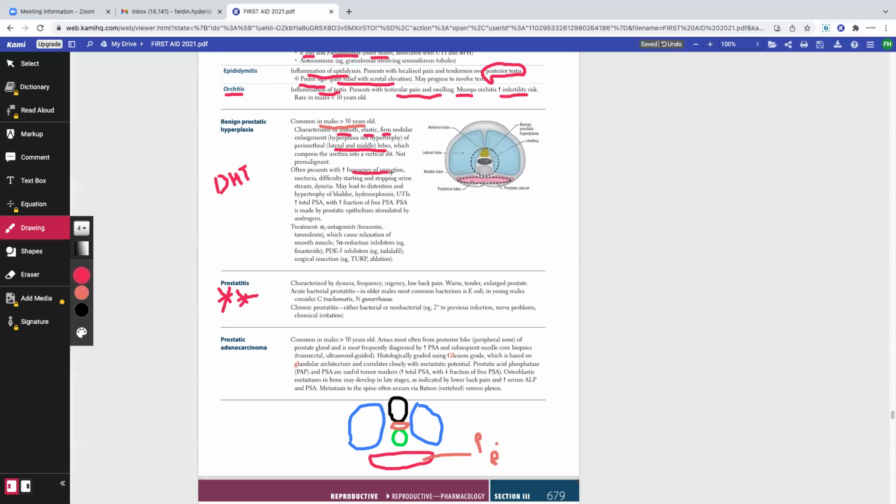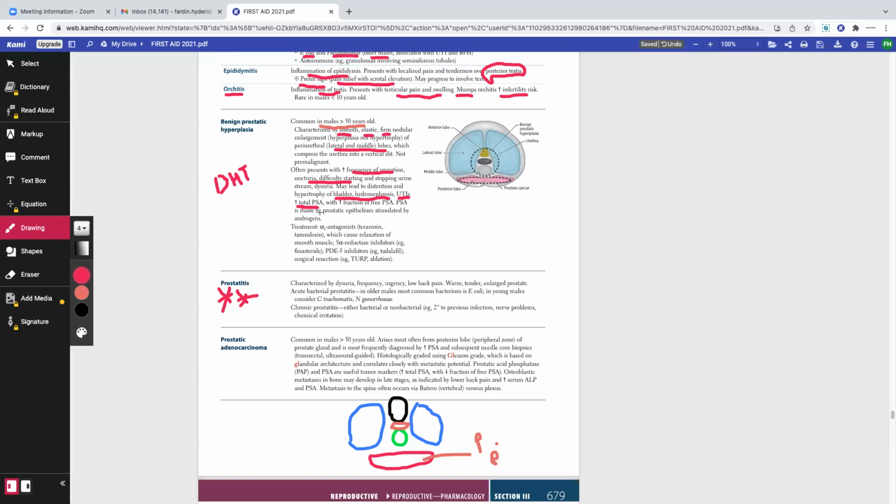It presents with increased frequency of urination, nocturia, and difficulty starting and stopping urine. This may lead to distension and hypertrophy of the bladder and hydronephrosis. Makes sense. For example, do patients with benign prostatic hyperplasia have urine sitting in the bladder for a longer period of time? Yes. And urine is a fertile ground for organisms to grow, so can they experience recurrent UTIs? Yes, right? And the PSA, prostate-specific antigen, is also a little bit high.